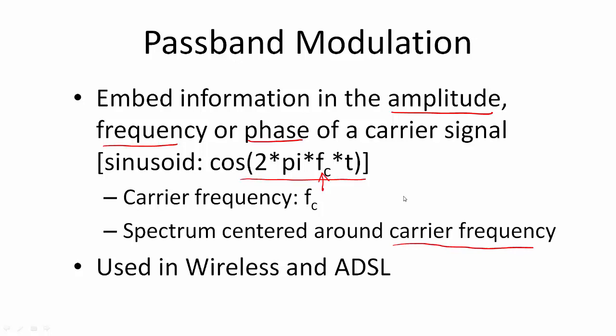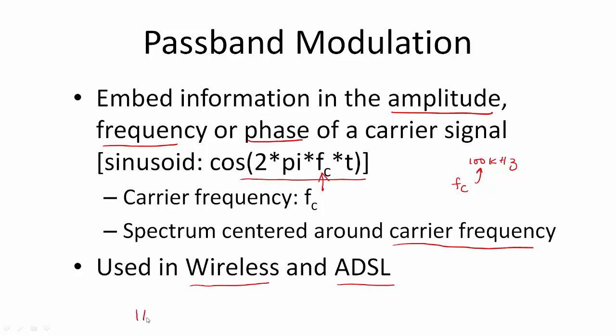Suppose you want your waveform to occupy frequencies around, let's say, 100 kilohertz, like in the previous example. All you need to do is set your fc around this value. Similarly, if you want your signals to be in the 2.4 gigahertz band as required in Wi-Fi, you set the carrier frequency to be around 2.4 gigahertz. Now this passband modulation is used extensively in wireless and also in ADSL.